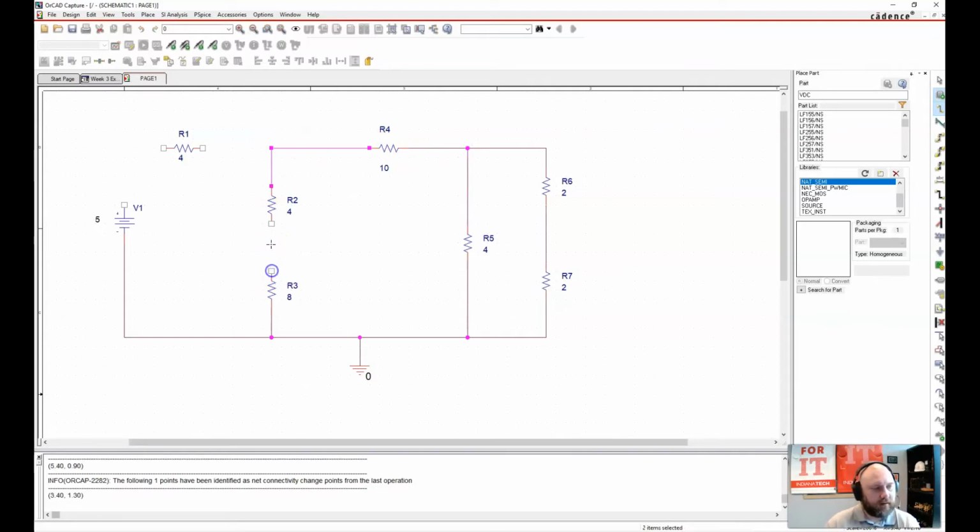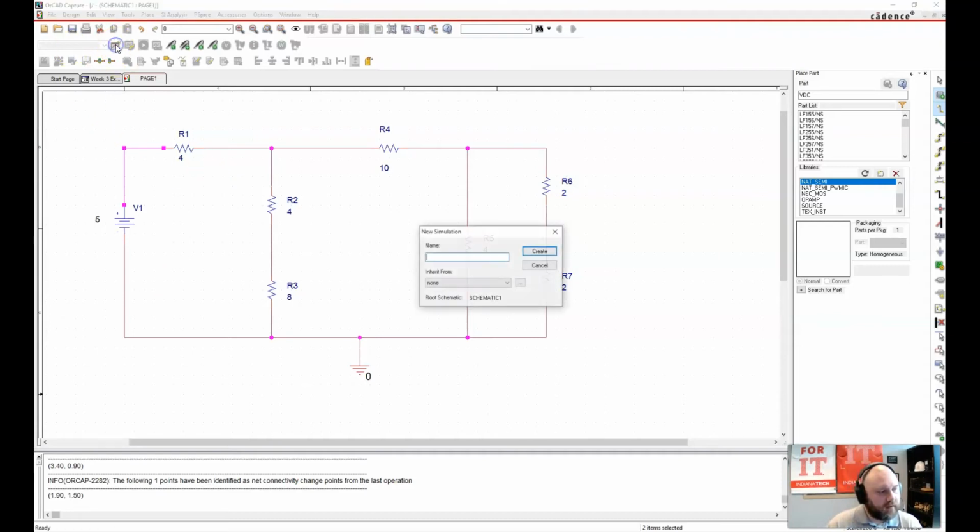And connecting everything up. Okay, so everything's connected now. Now I'm ready to do my simulation profile. I'm going to call this DC again, just because that's what we're doing.